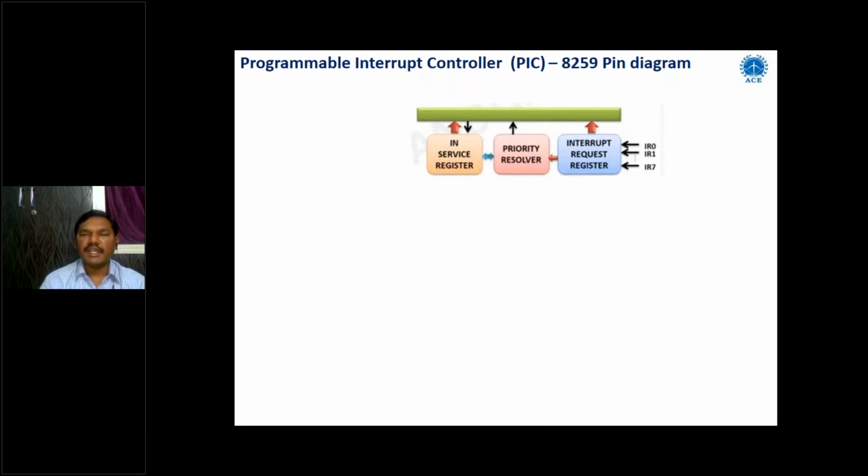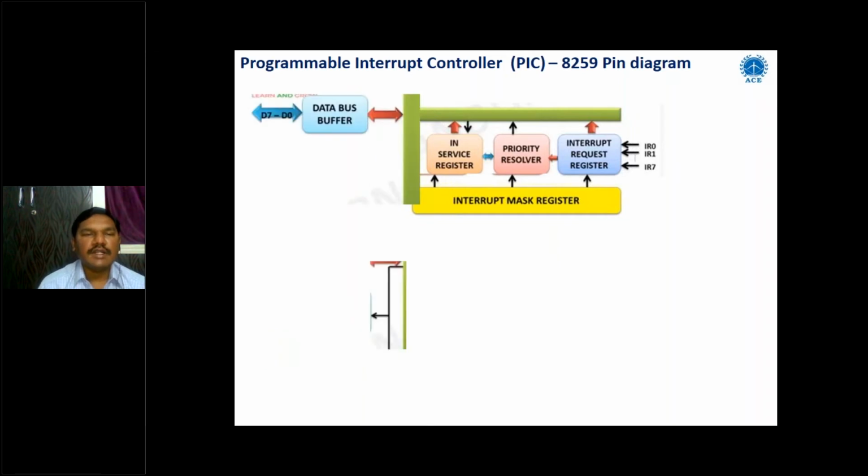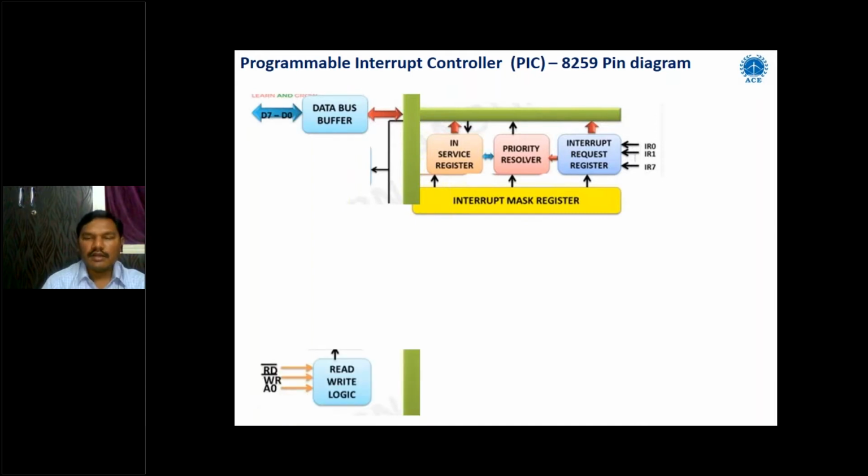Here the priority will be taken out of these 8 by the priority resolver. And the interrupt mask register, we will see what that is. And the data bus buffer, read write logic, and cascade buffer.